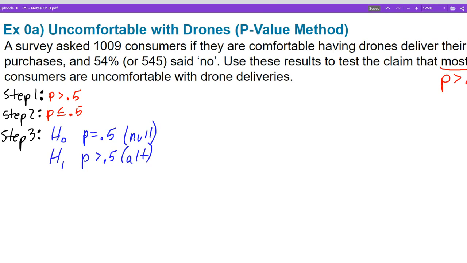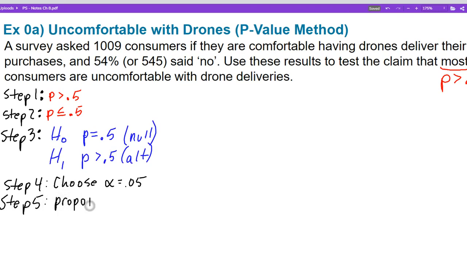Step 4 talks about the significance level, and if it doesn't give it to us, we're going to choose alpha equals 0.05. That's just a common number, and if it doesn't give it, that's probably what we're going to choose. Step 5 says, what kind of distribution is this? Since we're talking about proportion, P, we know that is a normal distribution.